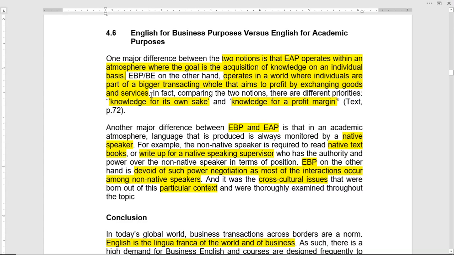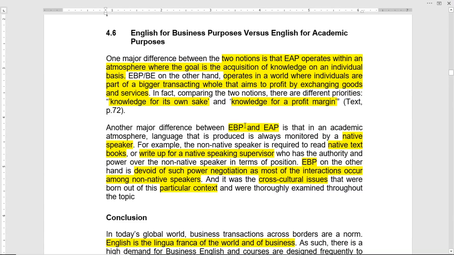For academic purposes, to write thesis papers and to read for information, textbooks, online materials, and so forth. But here is more a real world context, transactions, interactions that are expected in the business context. So in academic English, knowledge for its own sake. In business English, knowledge for a profit margin.